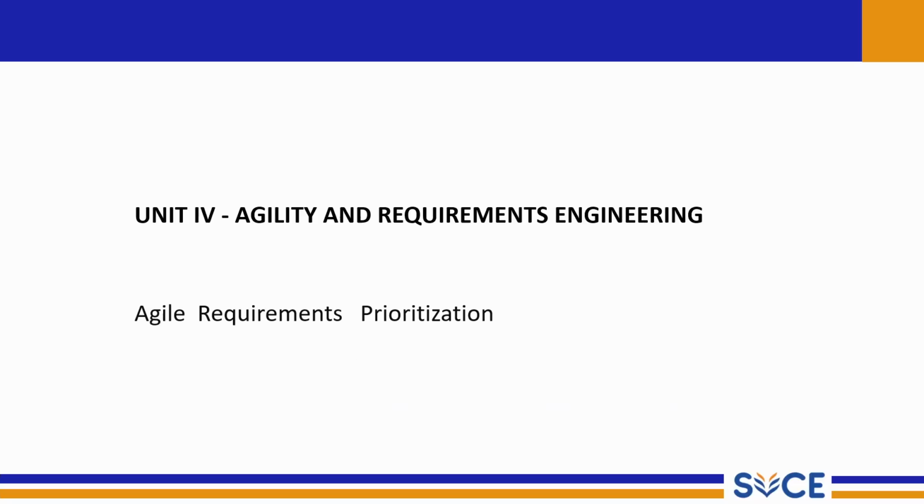Today we are going to see the topic Agile requirements prioritization from Unit 4, Agility and Requirements Engineering. Prioritization means deciding which requirements should be done first based on their value, urgency, and impact. In Agile, we don't try to build everything at once. Instead, we focus on delivering the most important features first so that customers get value early. Prioritization helps the team make the right decisions even when time and resources are limited.